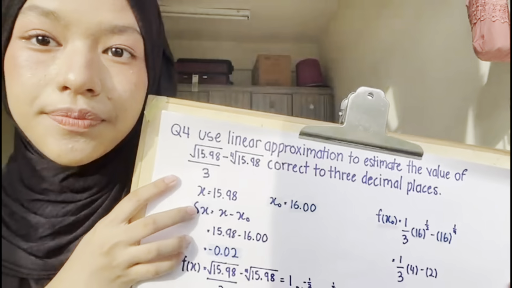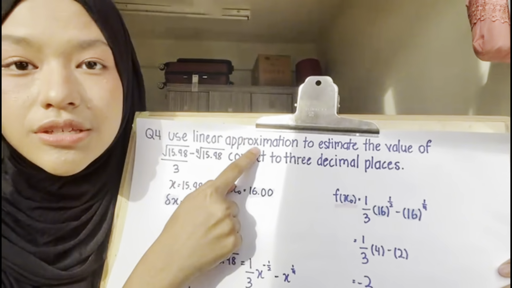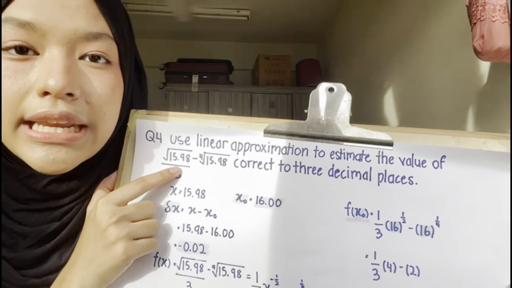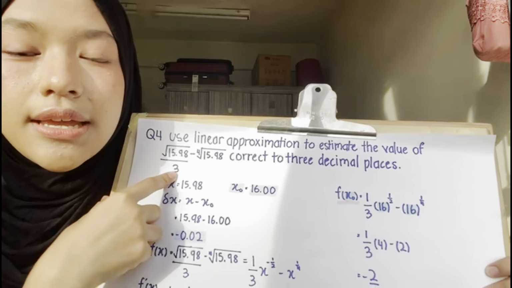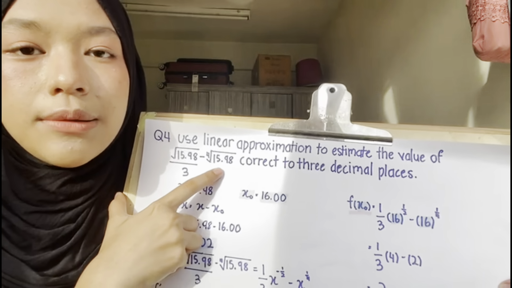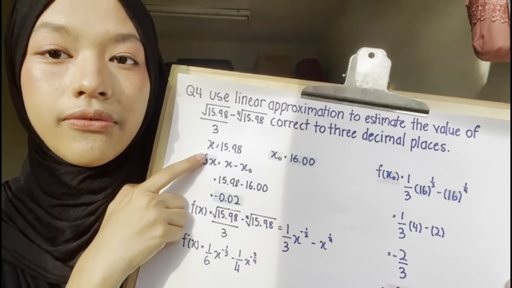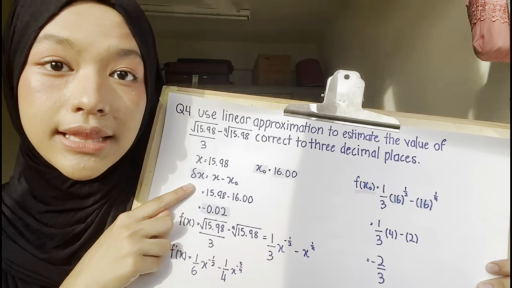For question 4, we need to use linear approximation to estimate the value of square root 15.98 over 3 minus the fourth root of 15.98. So first thing first, we need to determine the value of x, x naught, and also delta x.